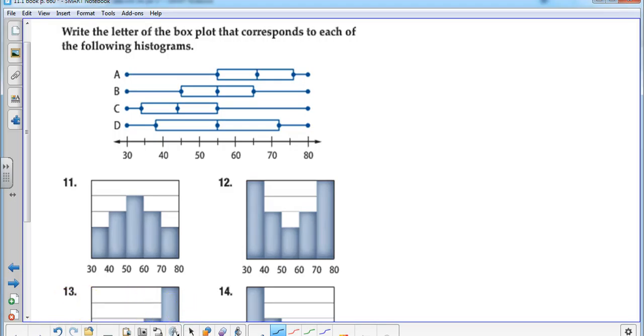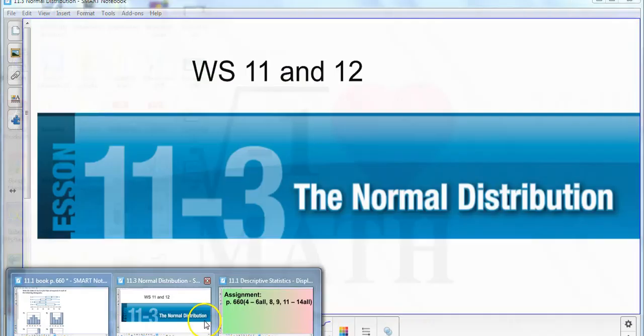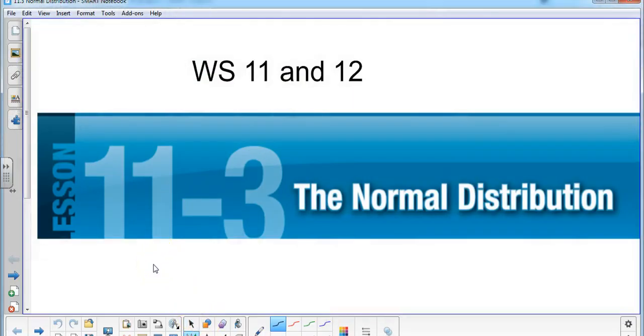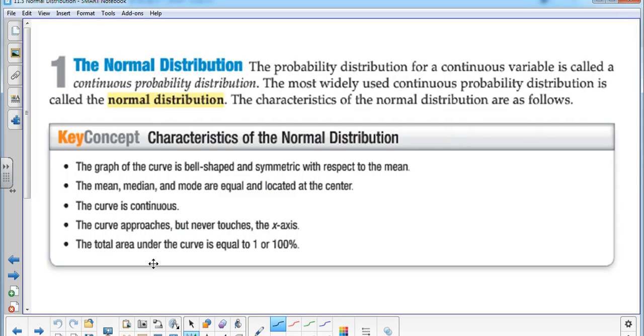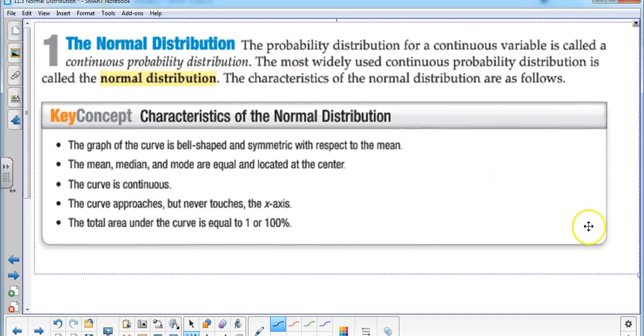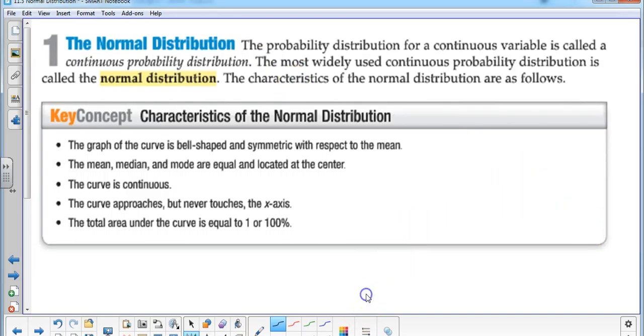Okay. That's it. We are now moving on to worksheet 11 and the normal distribution. Everybody ready? Worksheet 11. Okay. The normal distribution is a, I don't want to read that part. The continuous probability distribution is called the normal distribution, the most widely used one, okay?